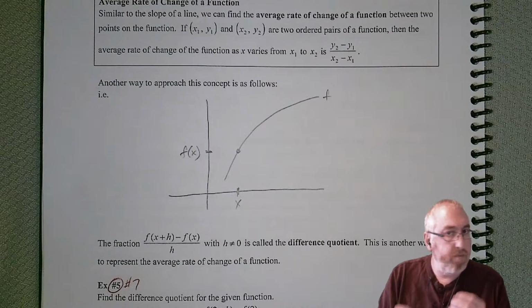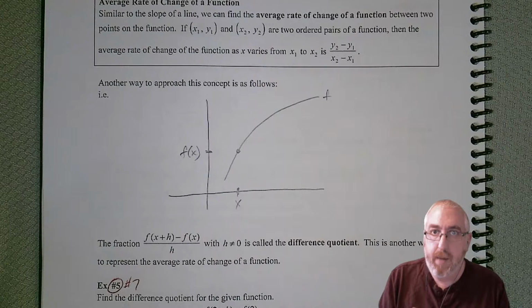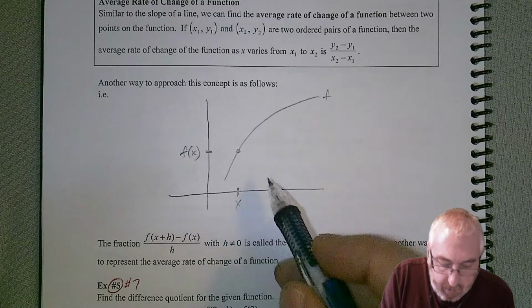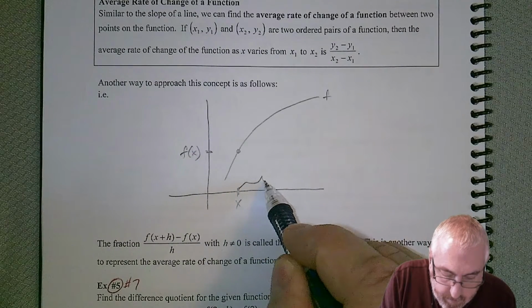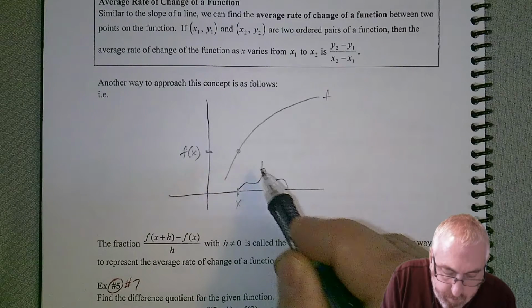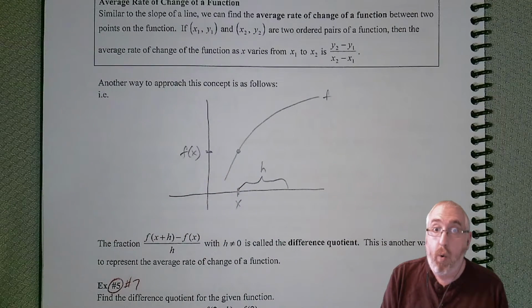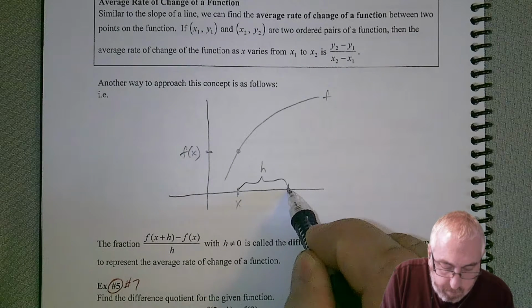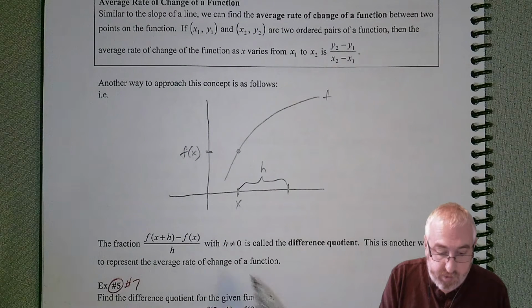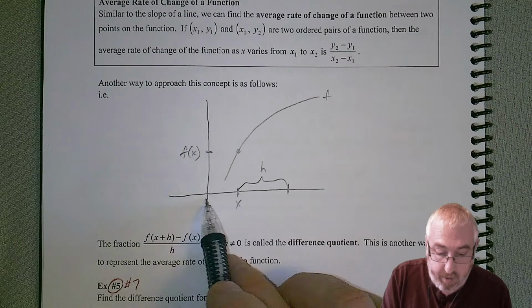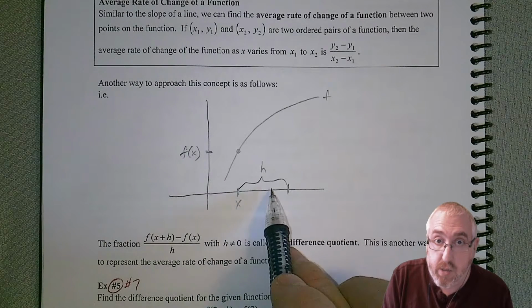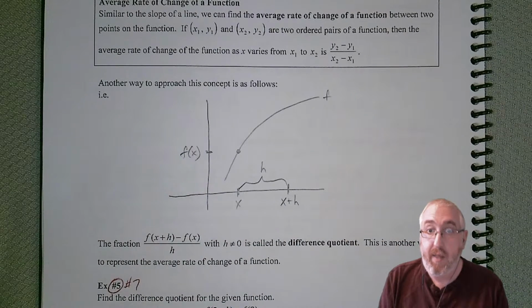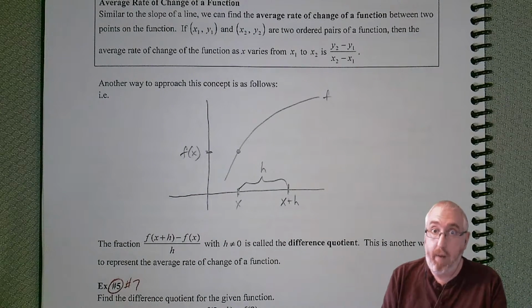Now, instead of developing variables for another separate point, I'm going to just add a distance to this value of x. And I'm going to call that distance h. So what can I now conclude from that? Well, my new x value, algebraically speaking, should just be x, which is this distance here, plus this distance here, which we've called h. So this is going to be called x plus h. That's the second input that we're going to look at.